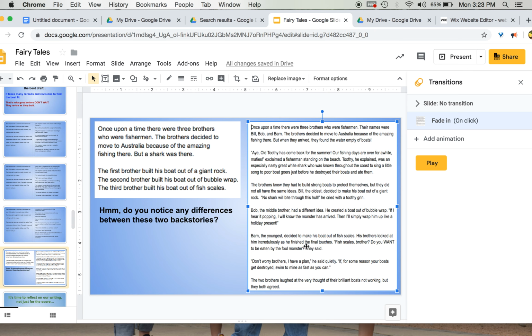Barn, the youngest, decided to make his boat out of fish scales. His brothers looked at him incredulously as he finished the final touches. Fish scales, brother? Do you want to be eaten by the foul monster? They said. Don't worry, brothers. I have a plan, he said quietly. If for some reason your boats get destroyed, swim to mine as fast as you can. The two brothers laughed at the very thought of their brilliant boats not working, but they both agreed.